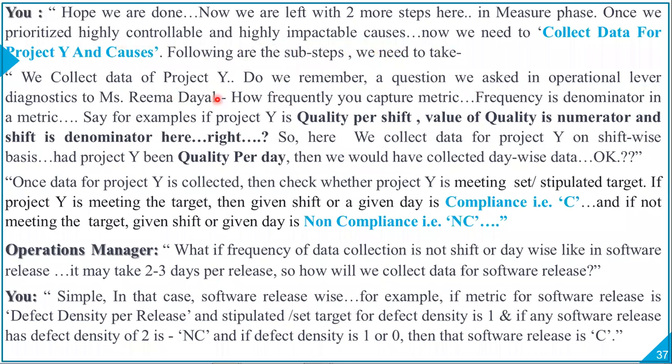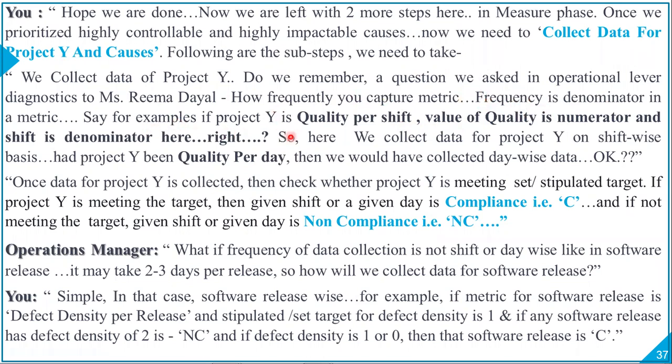Do you remember a question we asked in operational diagnostics to Miss Rima Dayal? How frequently do you capture the metric? Frequency is the denominator in a metric. So if you have a metric of, say, quality per shift, quality is your numerator and shift is your denominator. Likewise, frequency will always be shift or day, kind of frequencies, right? When you collect the data, it is on a daily basis or weekly basis, or for that matter, shift-wise basis. So the frequency is the denominator in a metric.